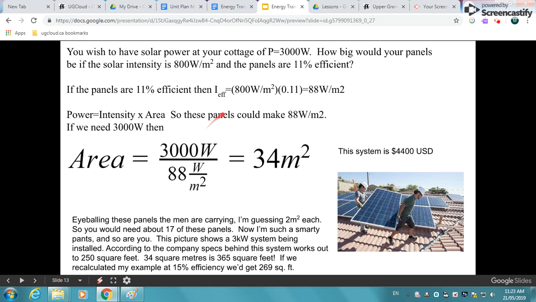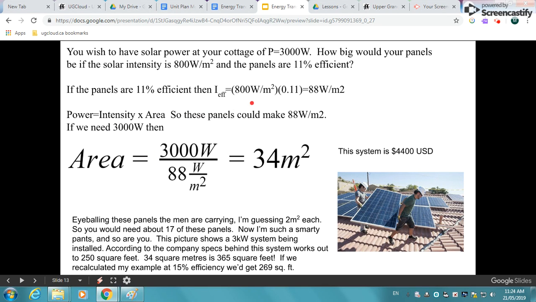This would be about as fancy as I could make a question. You wish to have solar power at your cottage of 3,000 watts. How big would the panels be if the solar intensity is this and the panels are 11% efficient? So if the panels are 11% efficient, then the intensity of the sunlight times 11% means we really only get 88 watts per square meter. So we lose an awful lot.